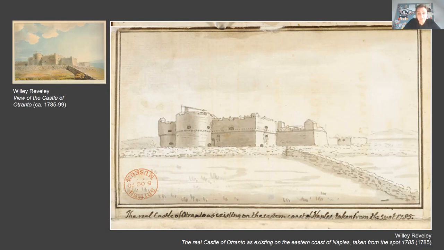The monochrome sepia version is incorporated into the copy of the second edition from Horace Walpole's possession, which also contains the later engraving we saw earlier. The monochrome sheet shows the real castle of Otranto, the Castello Aragonese, and it was sent to the author around 1786 by a friend.